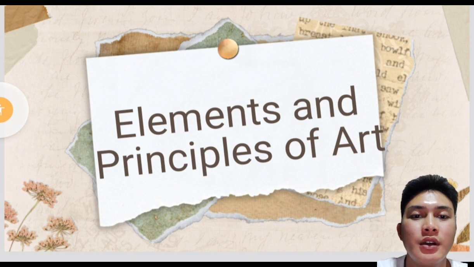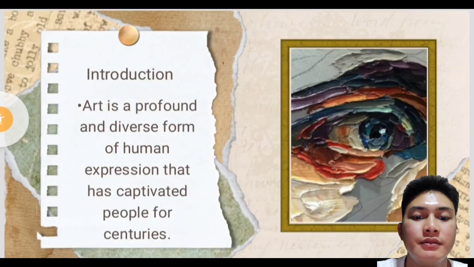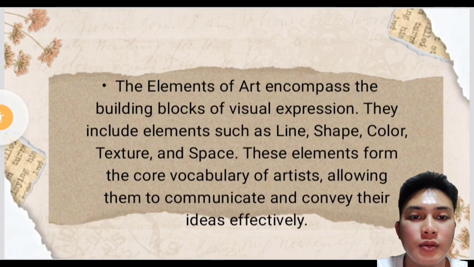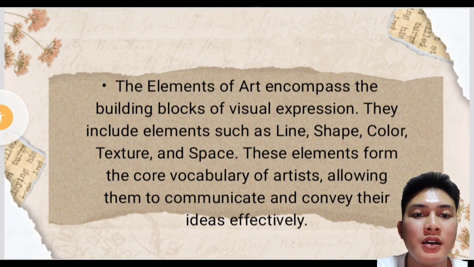In this report, we will be discussing elements and principles of art. Introduction. Art is a profound and diverse form of human expression that has captivated people for centuries. The elements of art encompass the building blocks of visual expression. They include elements such as line, shape, color, texture, and space.